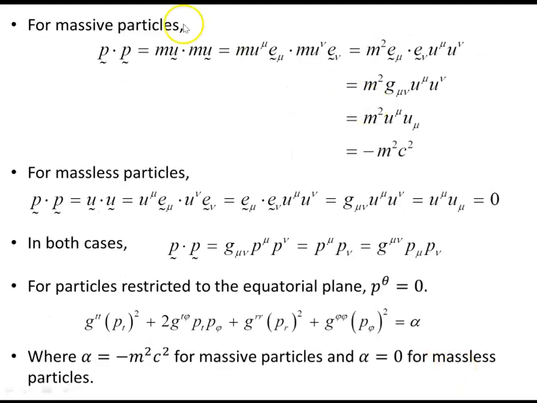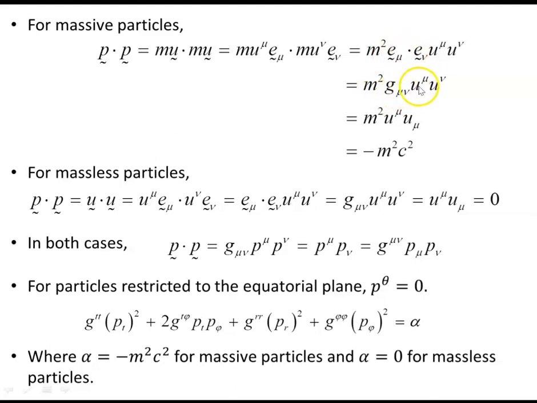And just to remind ourselves, for massive particles, the inner product, or dot product, or scalar product, of the momentum four-vector with itself, p dot p, is mu dot mu. Now let's write this out in terms of basis vectors. Mu^mu e_mu dot mu^nu e_nu. There's the basis vectors. Now just collect the basis vectors together and put the components off to the right there. So we've got m squared times the inner product of the basis vectors. Well, the inner product of the basis vectors gives us the metric.